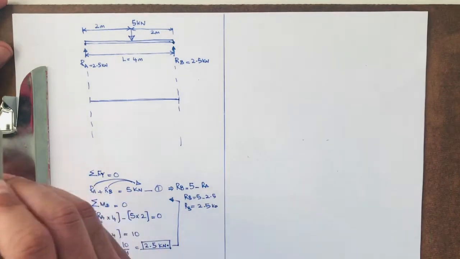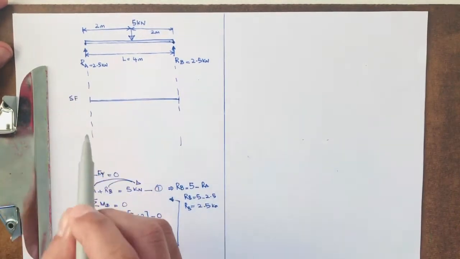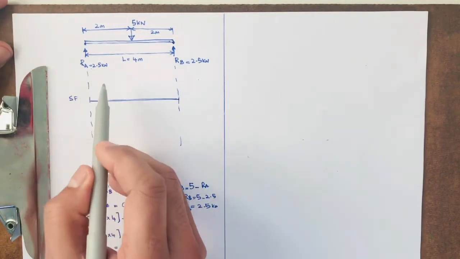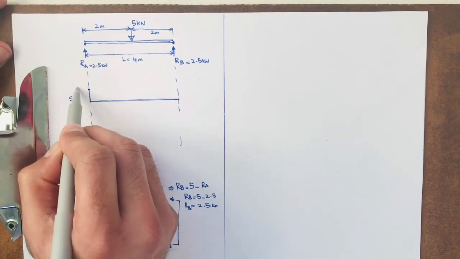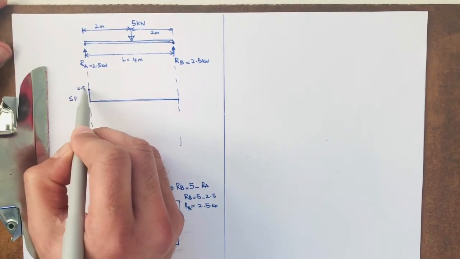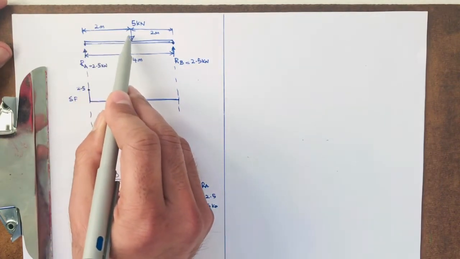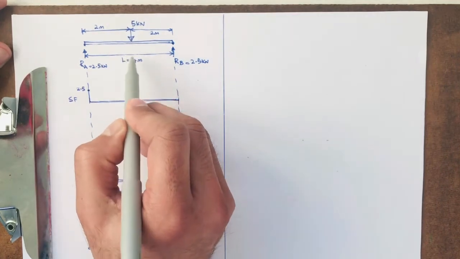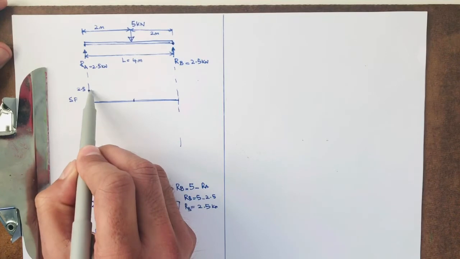So we'll start from the left hand side for the shear force. So this is for the shear force. You can see from the left hand, RA is acting up 2.5 kilonewton, so this will go up 2.5 kilonewton. And you can see there's no load here until we reach the 5 kilonewton. So we go to another point here, the middle. There's no load, so it will go straight.